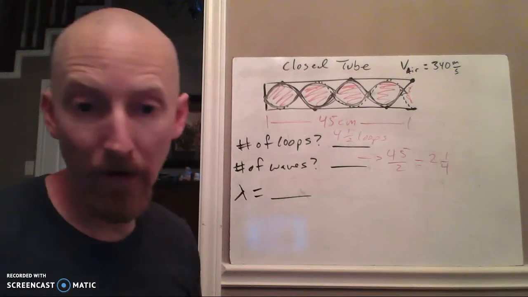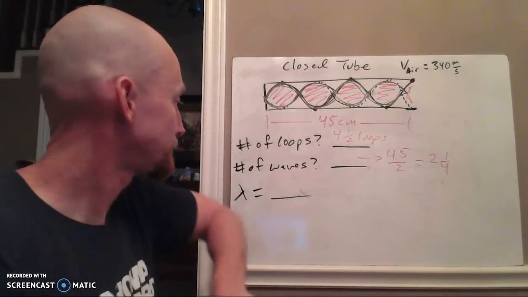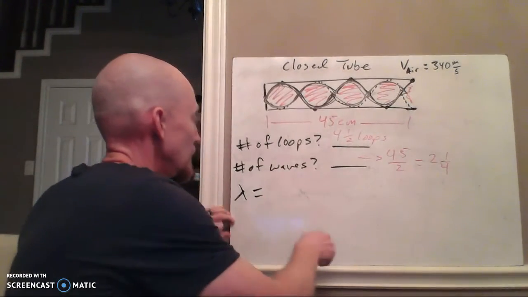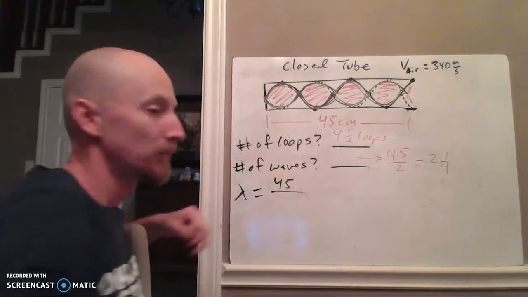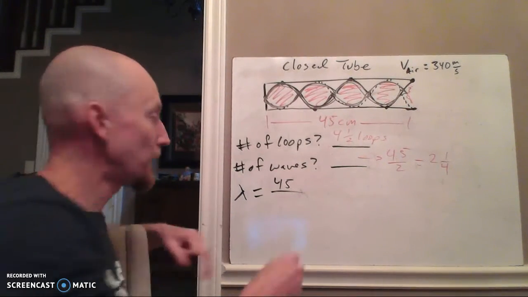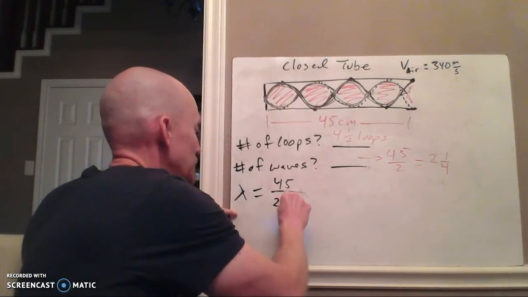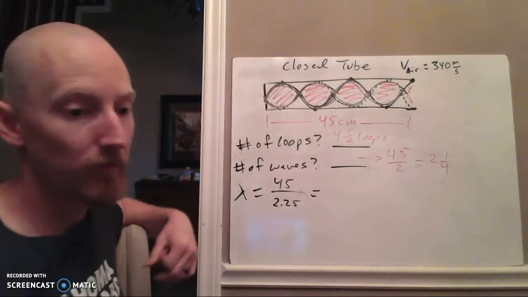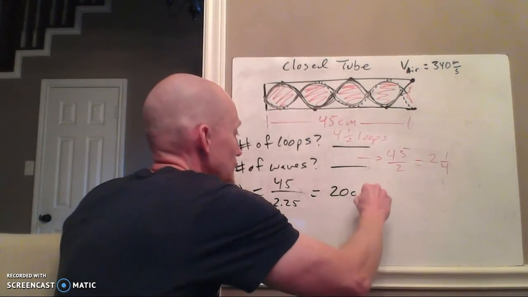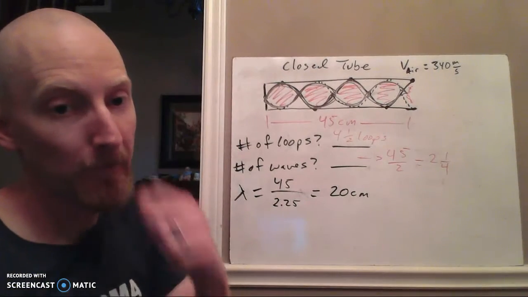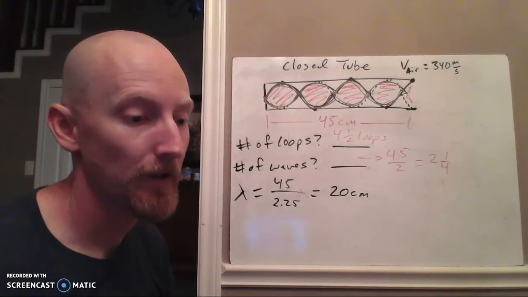All right, what's our wavelength? Well, take your total length of the tube, divide by how many waves you have, which is 2 1/4 or 2.25. 45 divided by 2.25 is about 20 centimeters. That's our lambda. Okay.